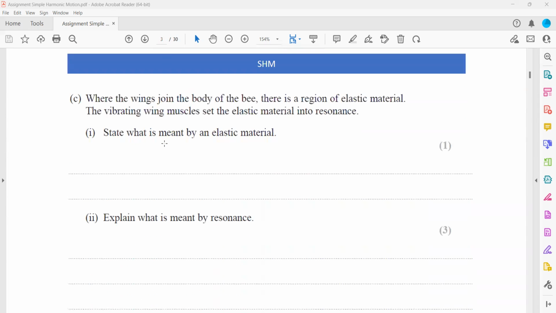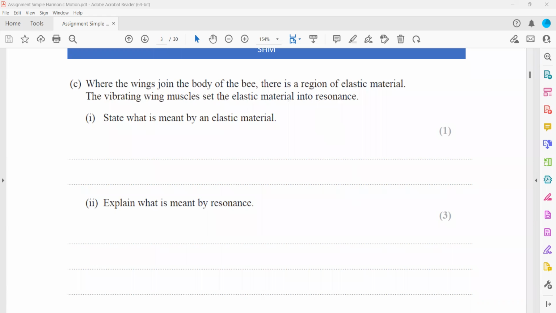The next part: where the wings join the body of a bee, there is a region of elastic material. The vibrating wing muscles set the elastic material to resonate. What is meant by elastic material? Elastic material can return to its original length, shape, or size once the deformation force is removed.